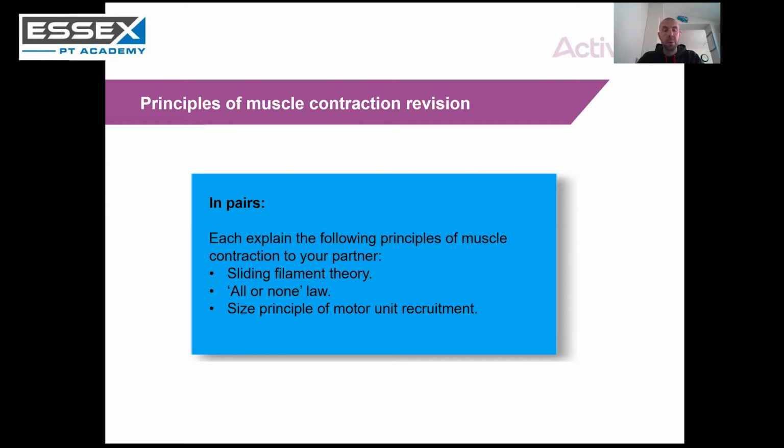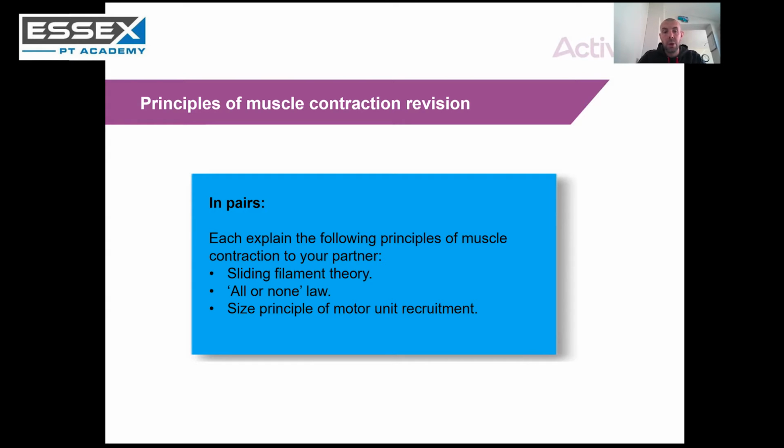So you probably won't be in pairs, you'll probably be on your own, but each explain the following principles of muscle contraction to your partner. So this is a tricky one if you haven't got anyone there, but maybe take someone that doesn't know anything about anatomy at all.